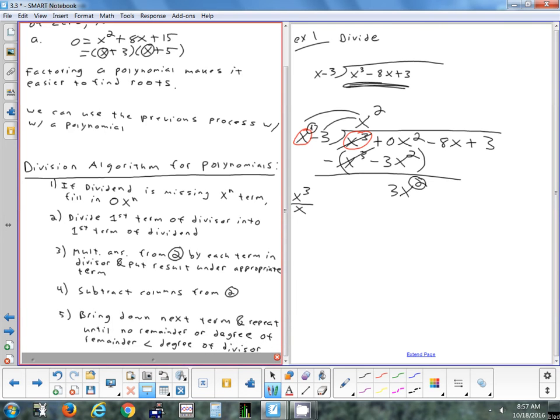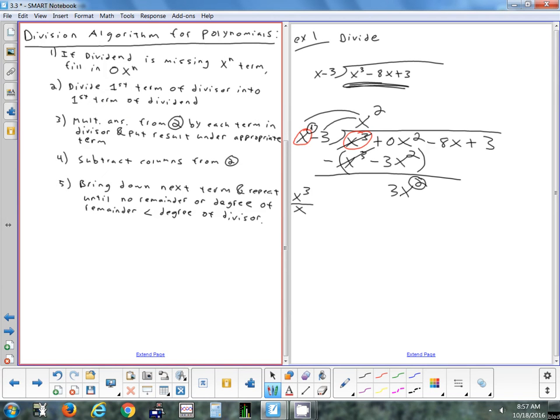So the last step is bring down your next term. I'll do that. Some people like to put an arrow, however you want to do it. So bring down your next term and keep repeating it, either until you don't get a remainder, if it comes out remainder 0, or the degree of your remainder, which is what I circled in black, is less than the degree of my divisor. So we keep repeating steps 2 through 5.